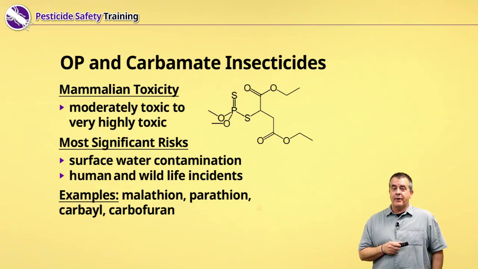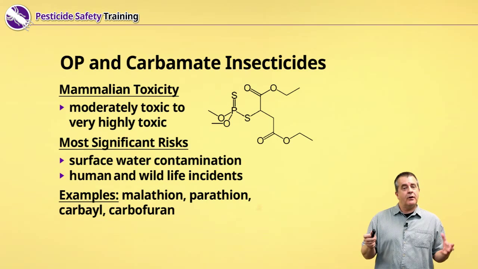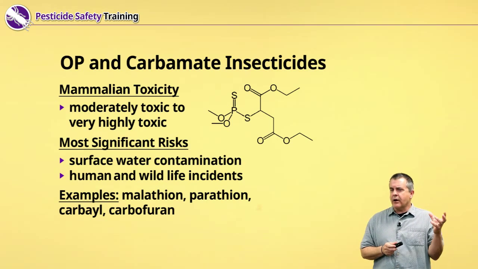And they were using methylparathion on vegetables at that time, and the methylparathion label says, this can kill you on your skin. So it gives you an idea of how risky these things are to handle. So as a group, though, these compounds range from moderately toxic to very highly toxic.